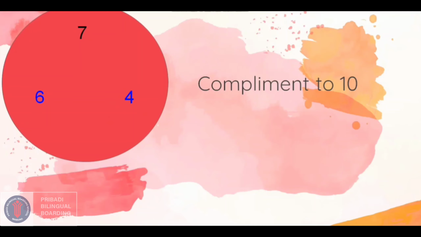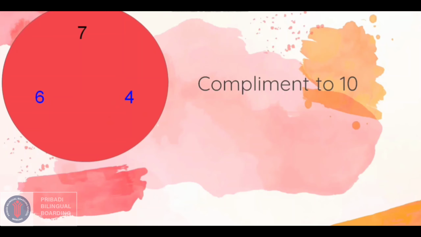For example, here, when I have 7, 6, and 4, we know that 6 plus 4 is equal to 10, so these two numbers are complements to 10. When we already know 6 plus 4 is equal to 10, we can just put it together, 10 plus 7. So all of these three numbers will be equal to 17, like that. Okay, can you get it?